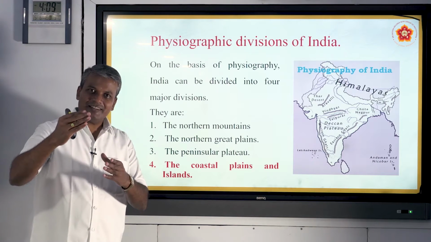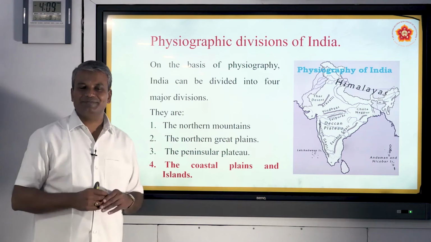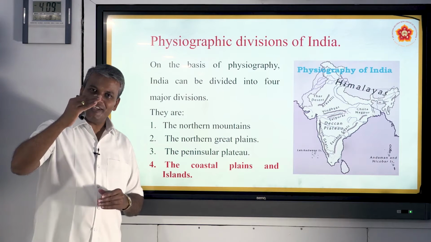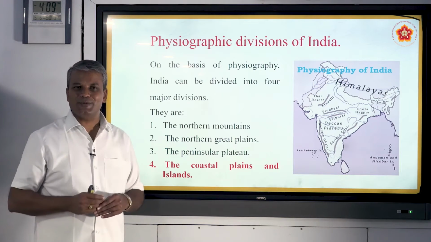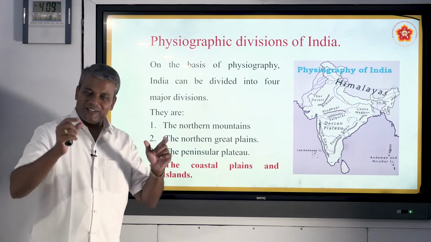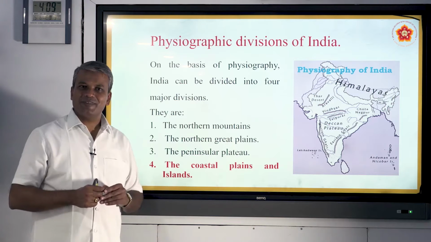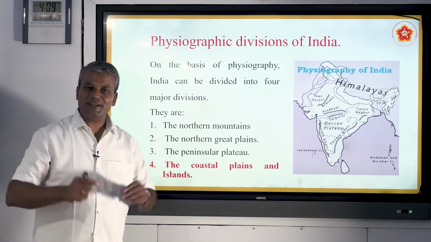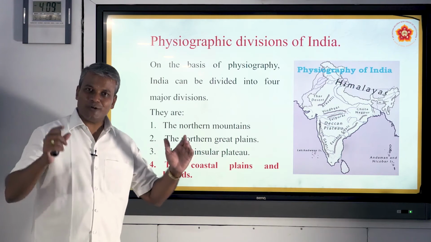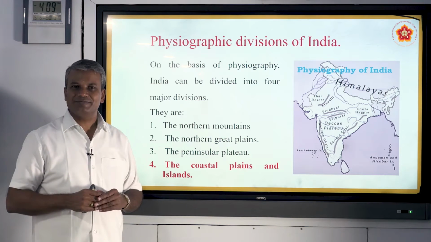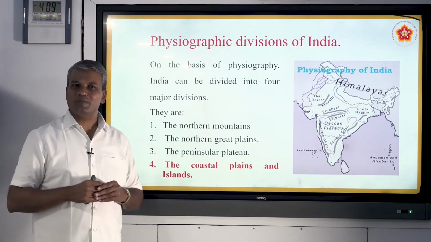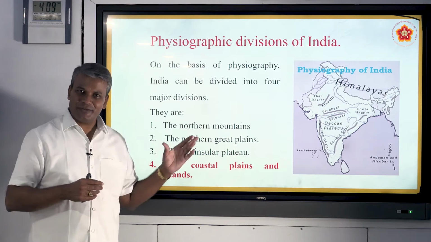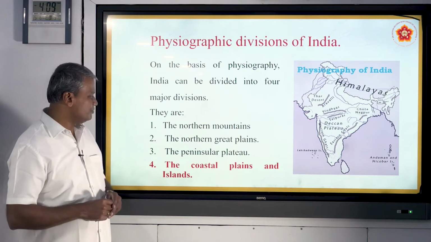Then where is the northern plain located? Good, the northern plain is located between the Himalayan mountains and also the Deccan Plateau. It is the largest alluvial tract in the world. It is mainly formed by the depositional work of the three important river systems. Which are those rivers? Three important rivers in the northern plains. Very good. River Sutlej, River Ganga, and River Brahmaputra.